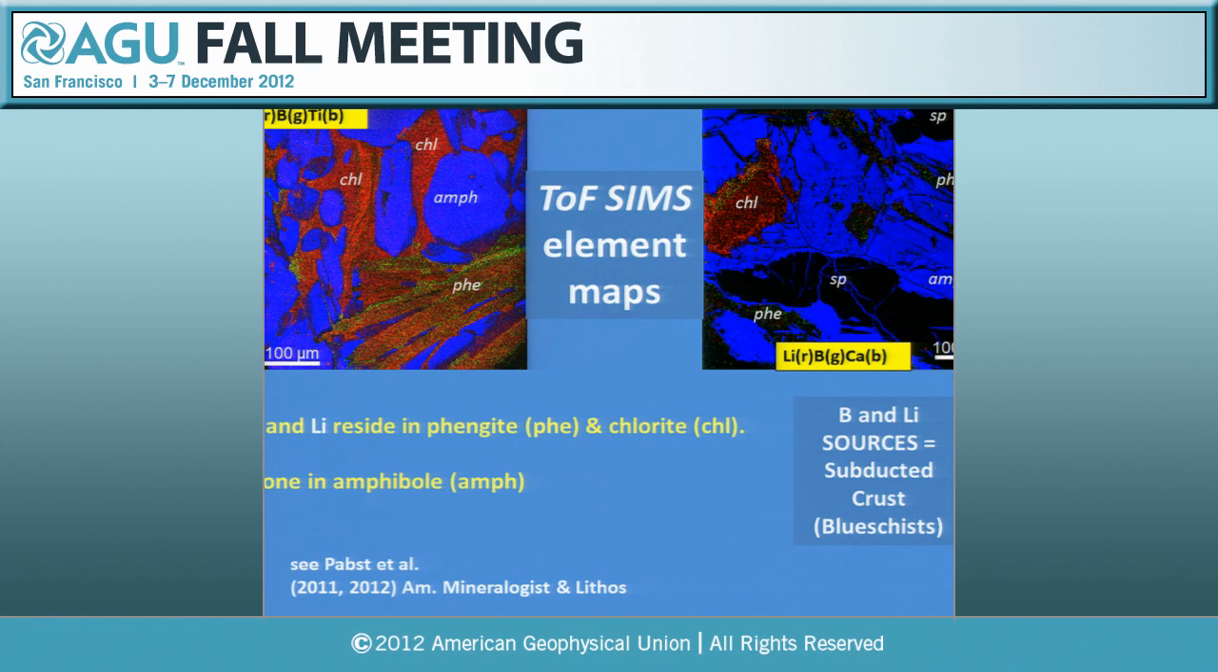These are pieces of the subducting slab that do contain boron, but it's quite heterogeneous. Lithium also resides in the phengite and chlorite, and interestingly, none of these elements reside in the amphibole. At fore-arc depths, probably amphiboles are depleted in this.